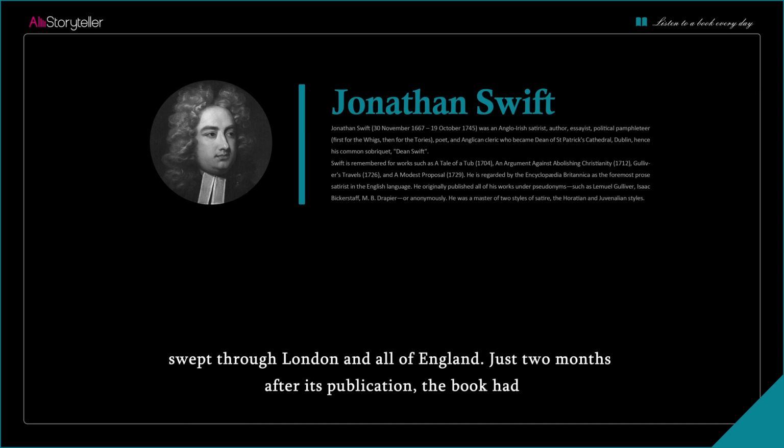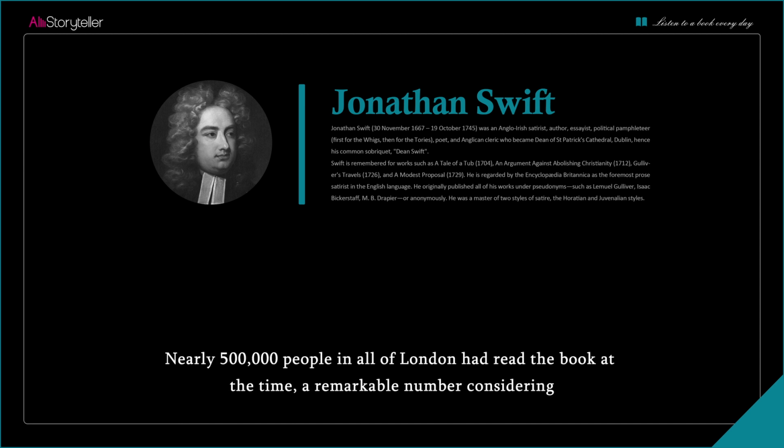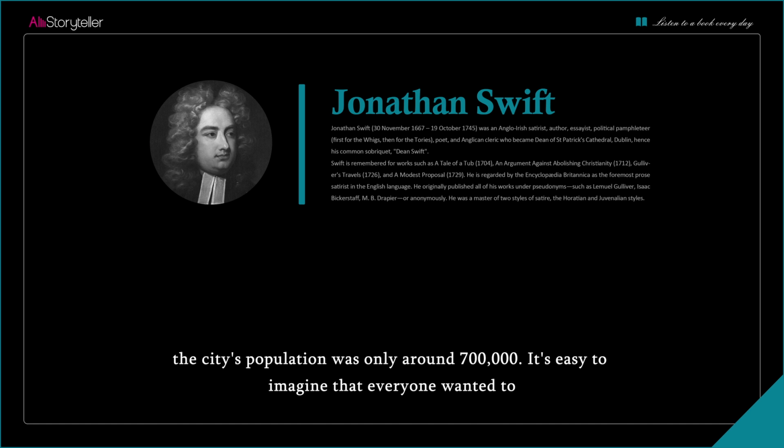Just 2 months after its publication, the book had already gone through 20,000 copies, surpassing the circulation of the newspaper The Observer sevenfold. Nearly 500,000 people in all of London had read the book at the time, a remarkable number considering the city's population was only around 700,000.